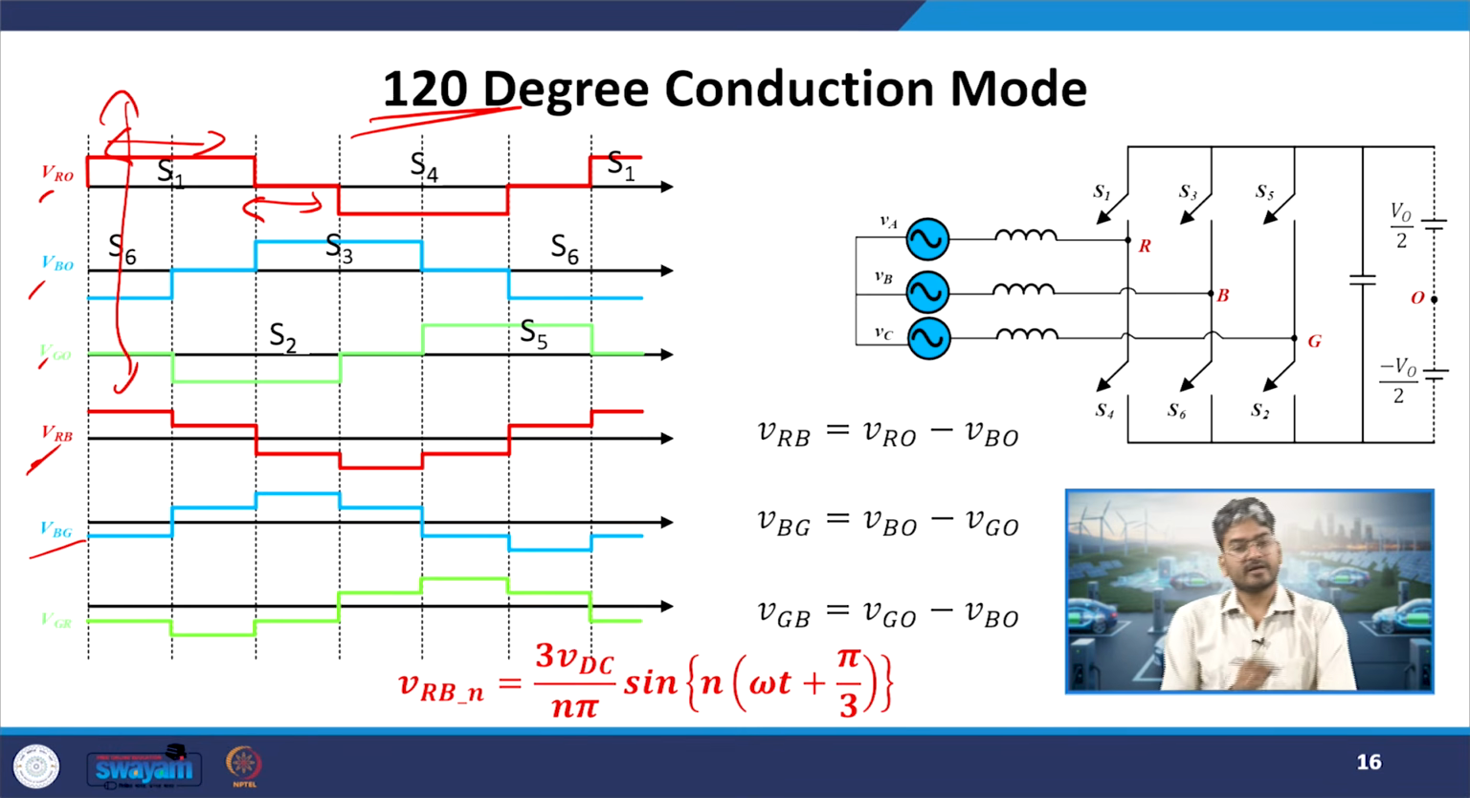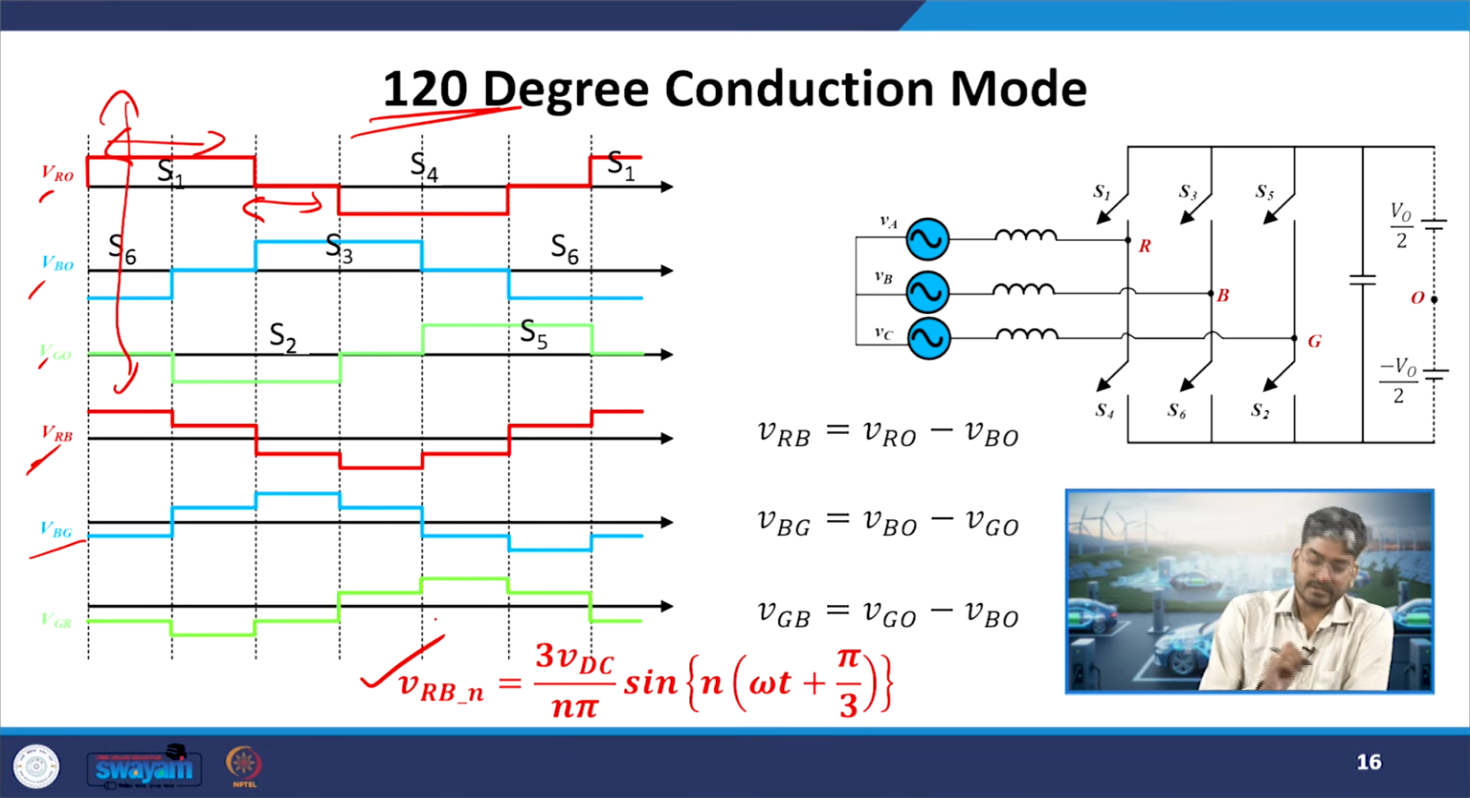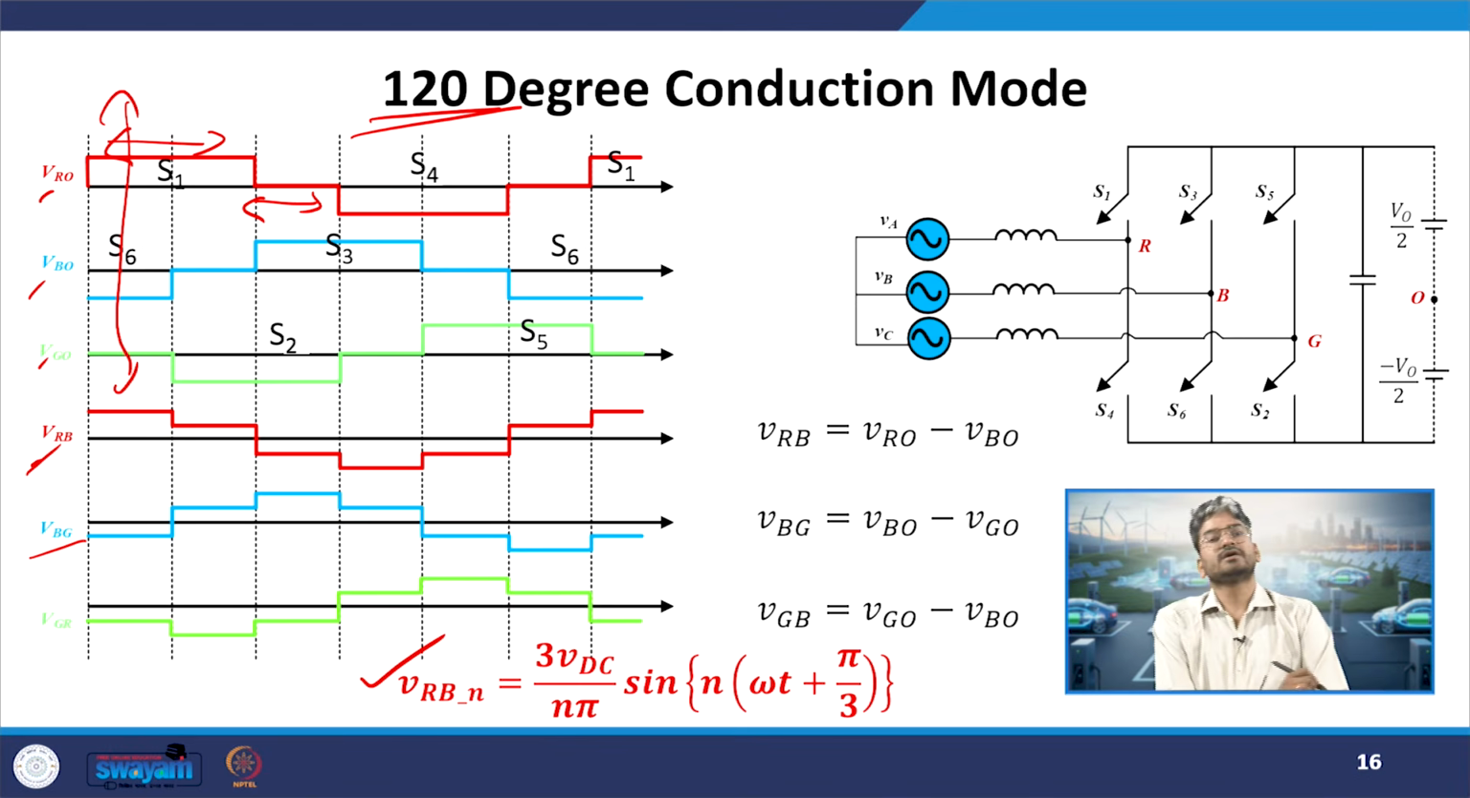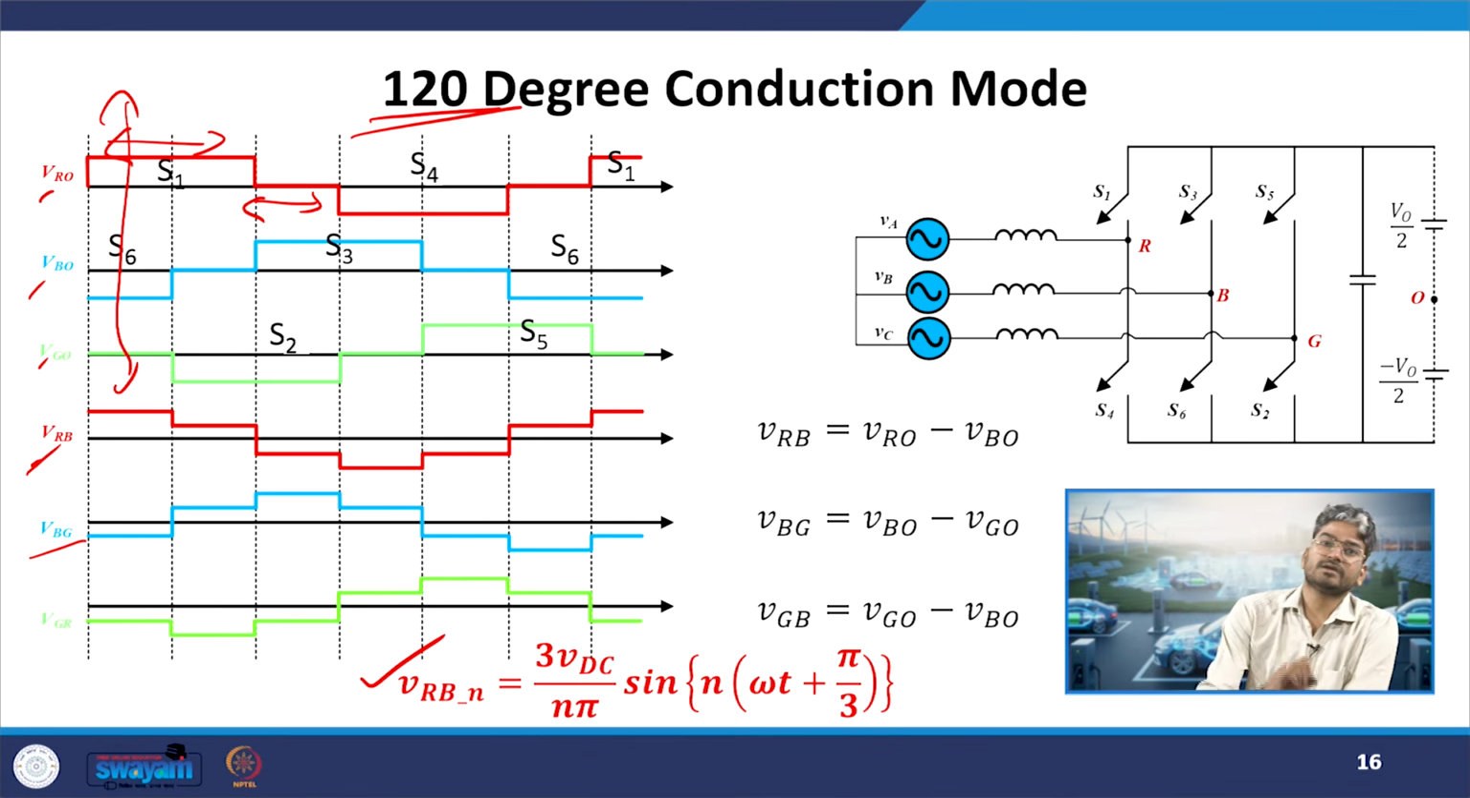Limitation wise, again we will have low performance with respect to THD. The THD will be very high in this case. Voltage regulation wise, once again, when the DC link voltage is fixed in 120-degree mode of operation, my output voltage will also be fixed. So, I am not able to regulate my output voltage. THD is higher in both 180 and 120-degree modes of operation.